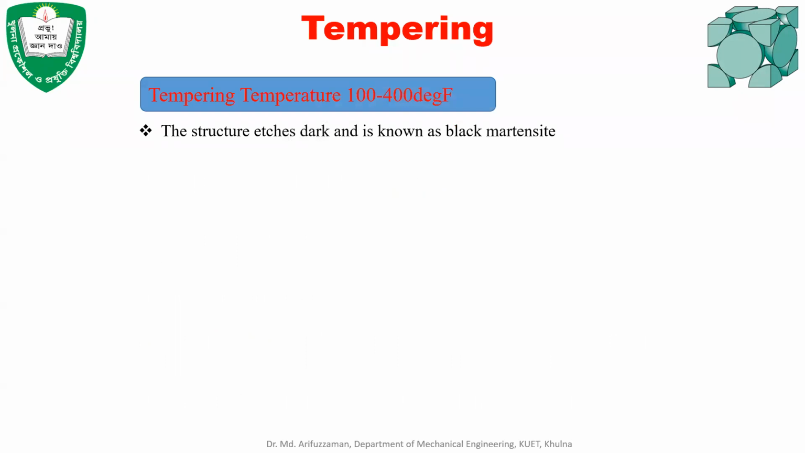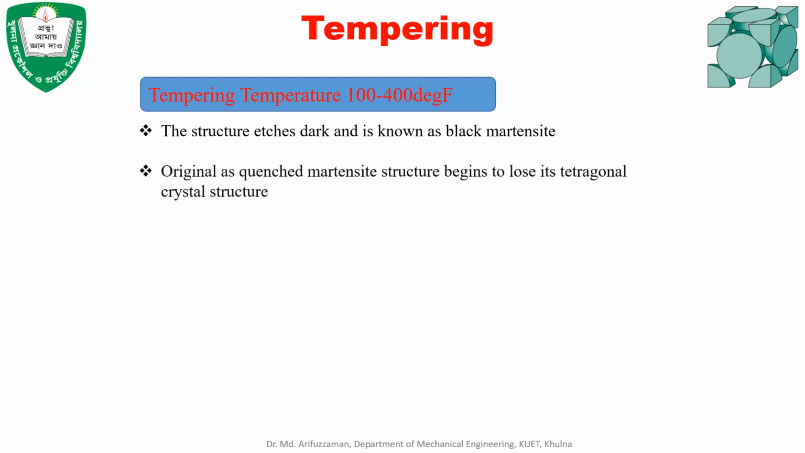Okay, now let's see what happens at different tempering temperatures. Like if you use 100 to 400°F for tempering. Let me first clear again what tempering is. Tempering is raising the temperature of the hardened steel to some temperature, keeping it for some time, and then cooling it. That is the tempering. If you do that tempering at 100 to 400°F, the structure etches dark. That means when you do the etching to investigate the microstructure, it becomes black, and that is called black martensite.